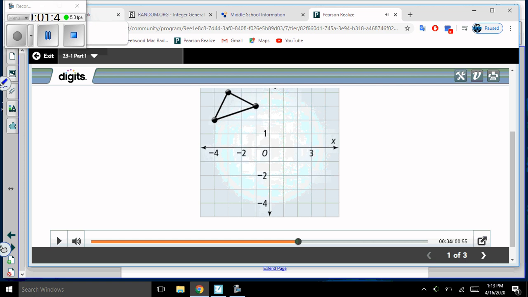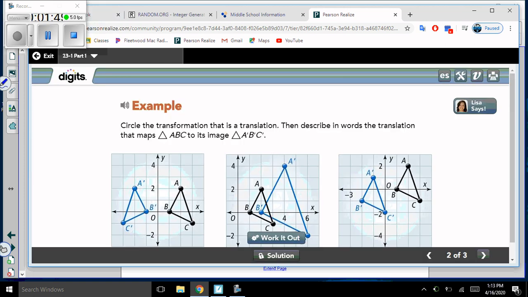All right, let's go ahead and take a look at the next slide then. So 5 units, basically it's just a slide as they called it. And so the size doesn't change, the orientation doesn't change. The only thing that really changes is the position of it. Take a look at this first one. It says circle of transformation.